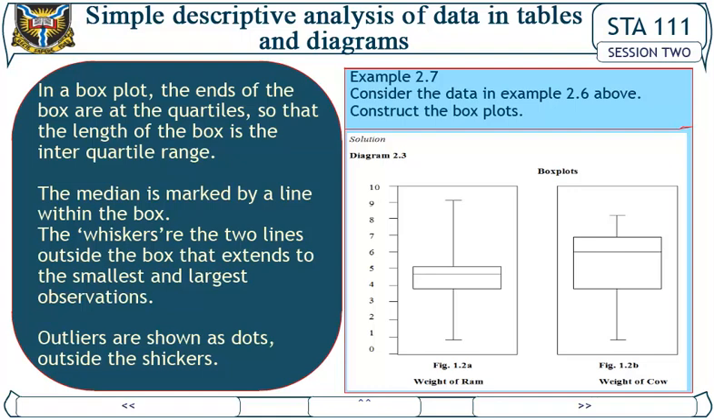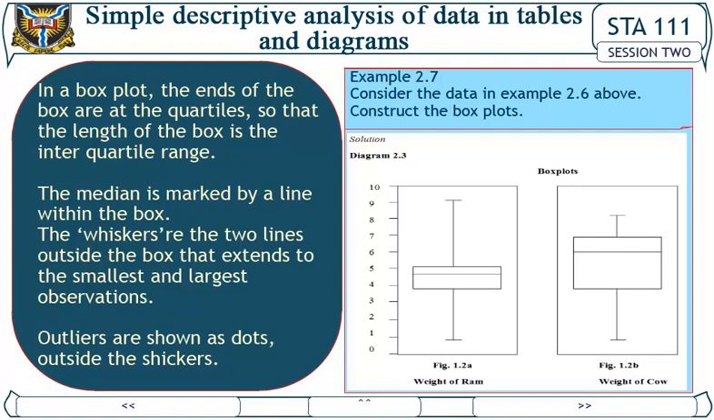In the box plot, the ends of the box are at the quartiles, so that the length of the box is the interquartile range. The median is marked by a line within the box. The whiskers are the 2 lines outside the box that extend to the smallest and largest observations. Outliers are shown as dots outside the whiskers.